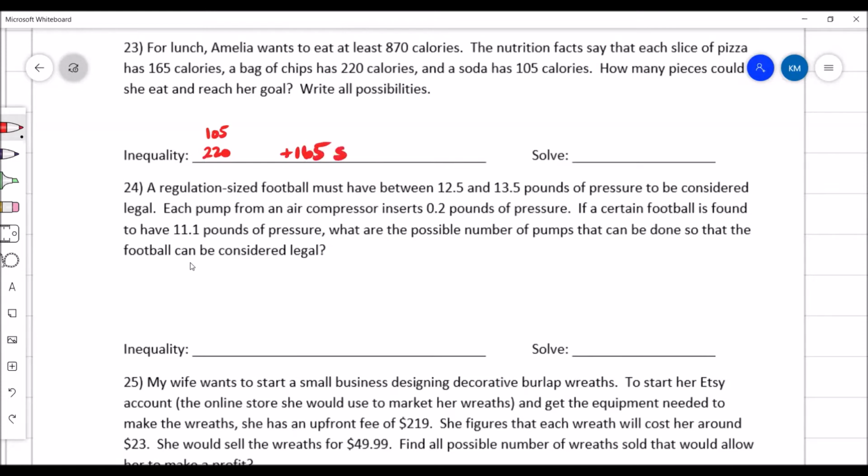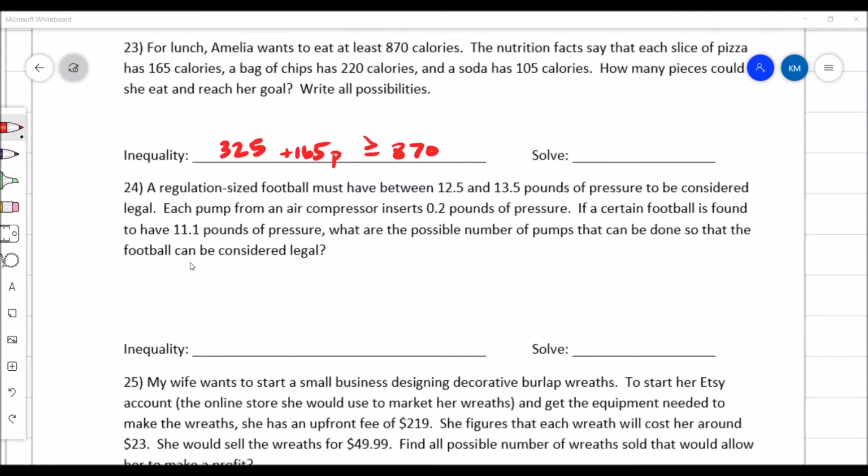calories per slice. I'm going to just use S. Actually, this S here looks bad, so I'm going to say P. All right, so 105 plus 220 gives us 325. So soda and chips is going to be 325 calories, plus 165 per piece of pizza, and we want it to be at least 870. So we're going to say greater than or equal to 870. Here's our inequality. So now we solve this.